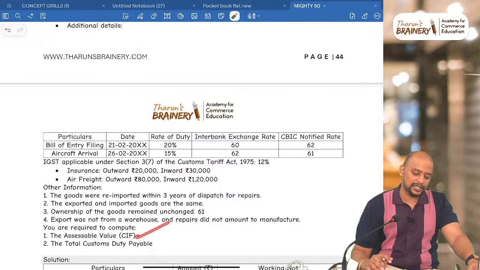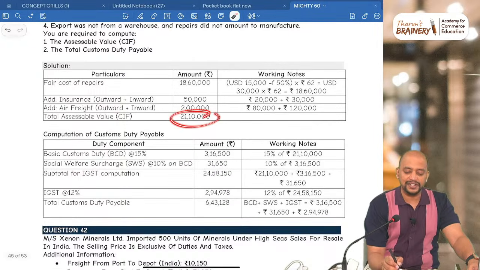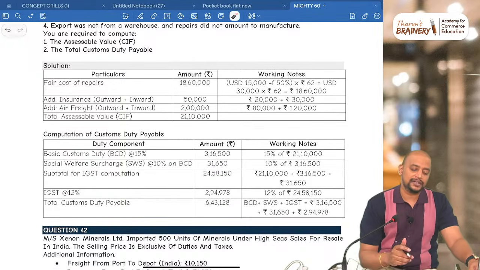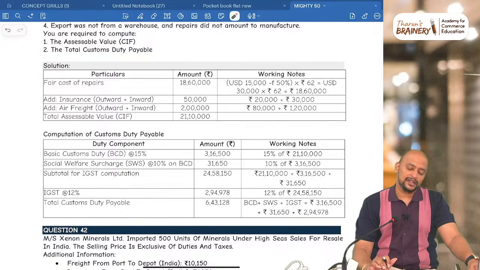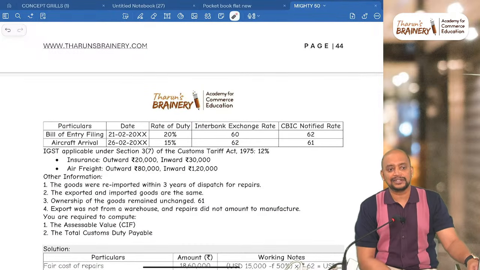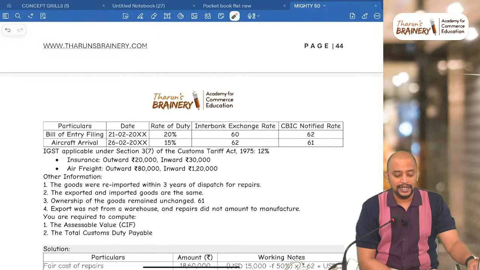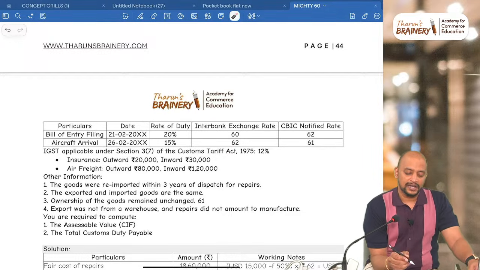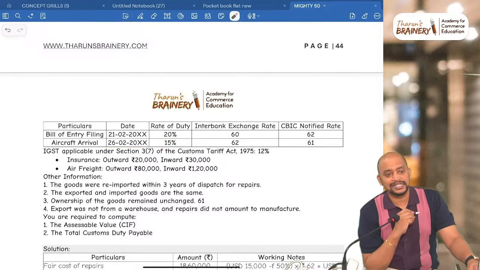Compute the assessable value. What is the assessable value? 21,10,000, and total customs duty payable. What should be taken as the relevant date for rate of duty? Date of presentation of bill of entry or arrival, whichever is later. Which is later? Arrival. So as on that date, how much is the rate?